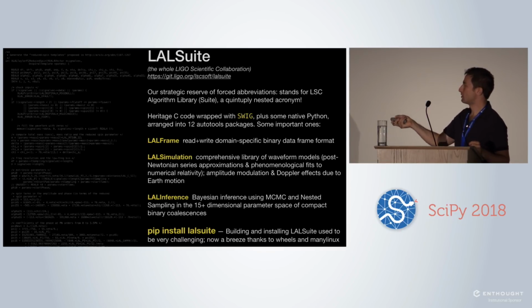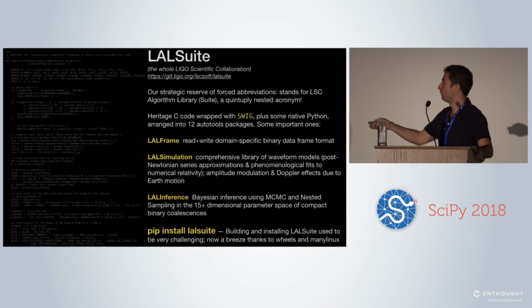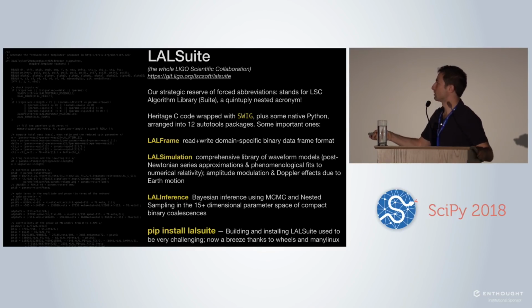Both of these techniques result in really, really dense code. I've put one of the scarier examples here. This is actually one of the simpler waveforms too. This code is really, really difficult to write, really, really difficult to test and cross-validate against other waveform approximants, and so this is something that's going to be with us for a long time. And finally, there's LALInference, which is Bayesian inference using MCMC and nested sampling.